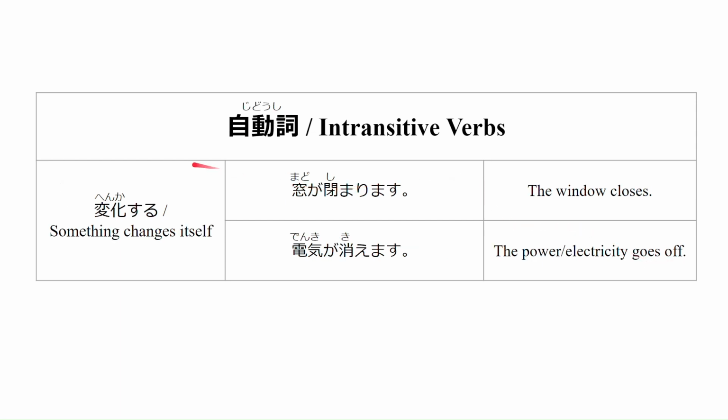Now let's go to 自動詞 or intransitive verbs. So these are verbs that 変化する or something changes itself. An example would be, 窓が閉まります。 this means that the window closes. So these are verbs that do by themselves. So there is no human changing anything here. 電気が消えます。 This means that the power or electricity goes off.